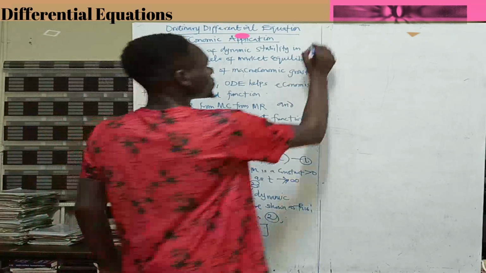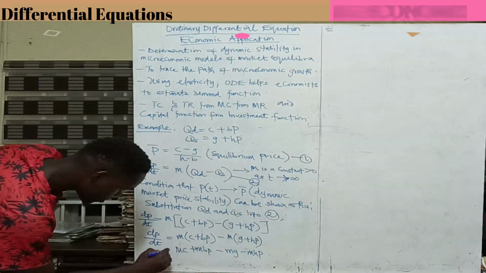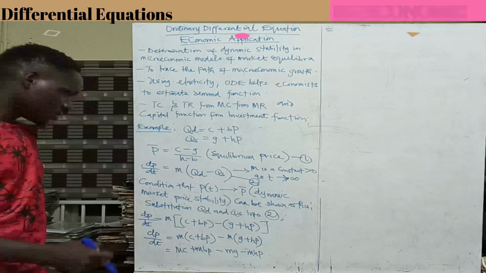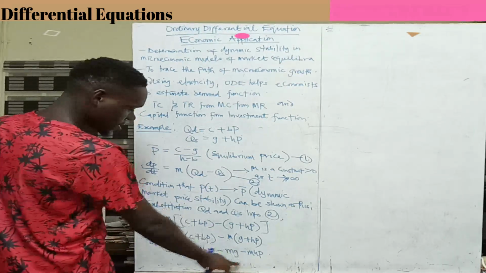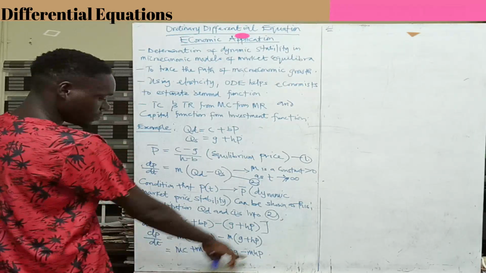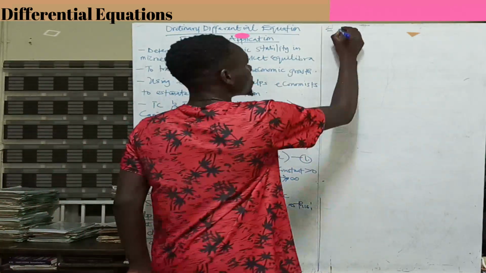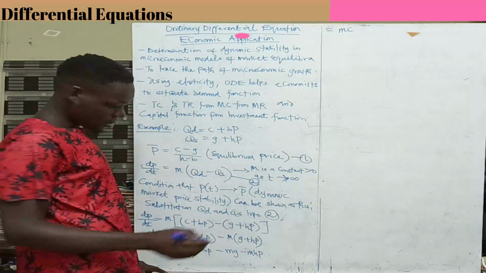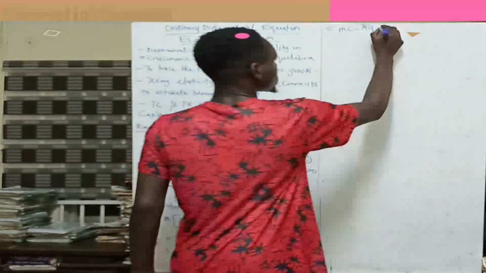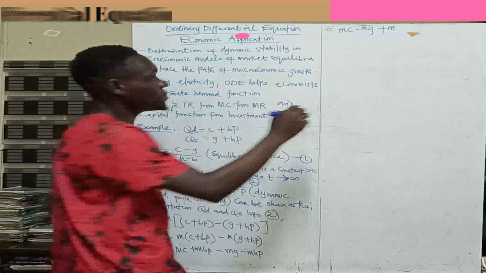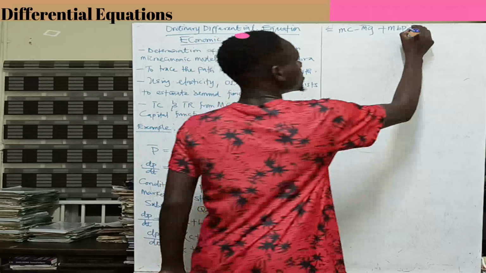So from here we have, now let's collect the like terms. Okay, here we have the equal sign, so we are collecting the like terms now. So we have this moving here, since they both have the variable P, and then this moves to P with this. So we have MC and we have minus MG, then we have plus MBP minus MHP.